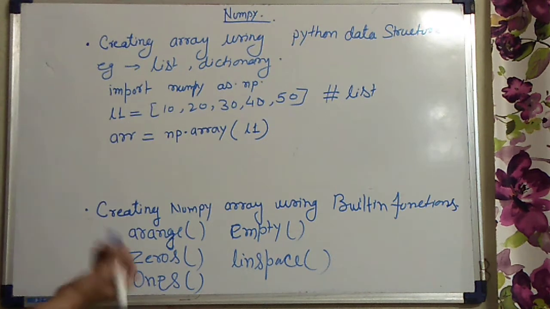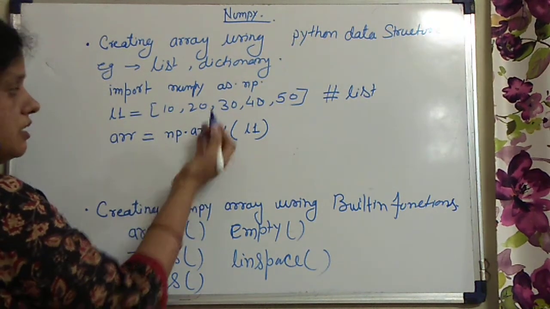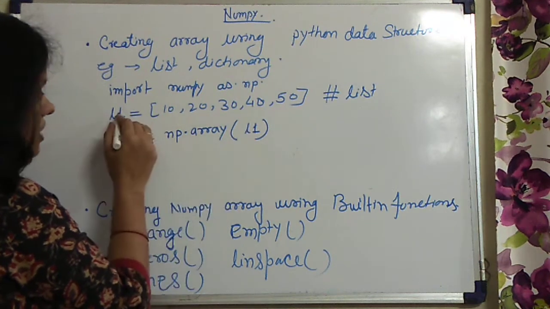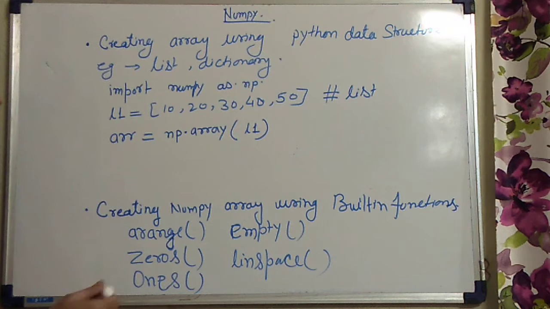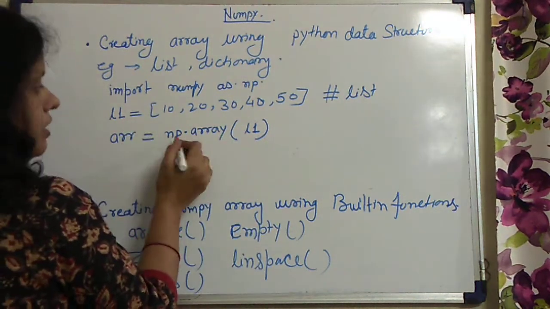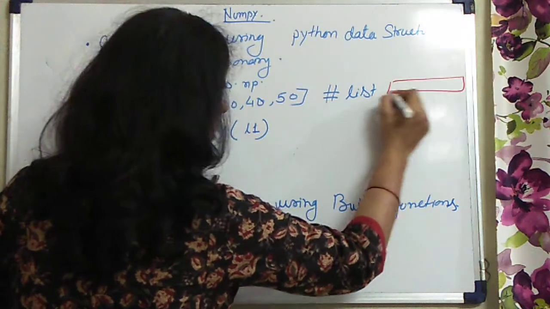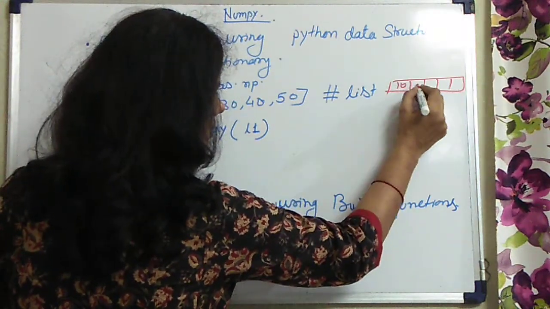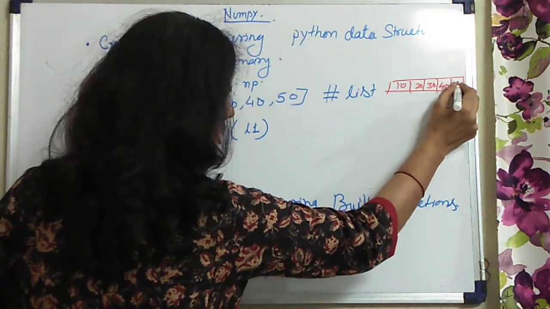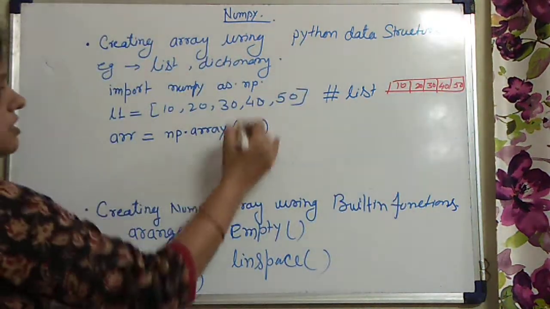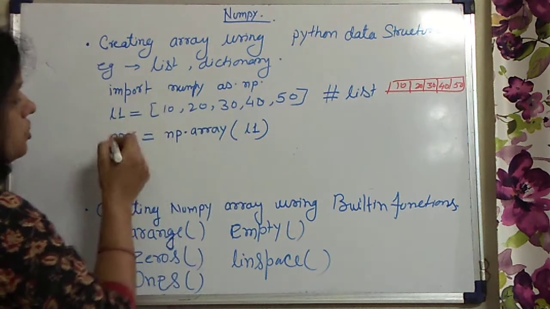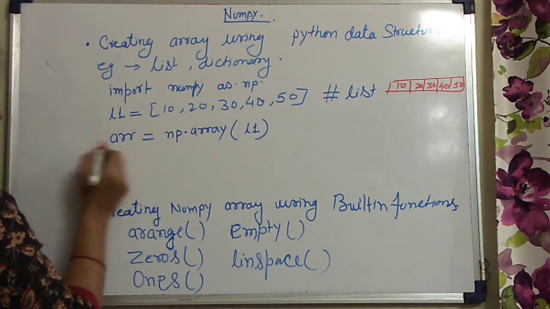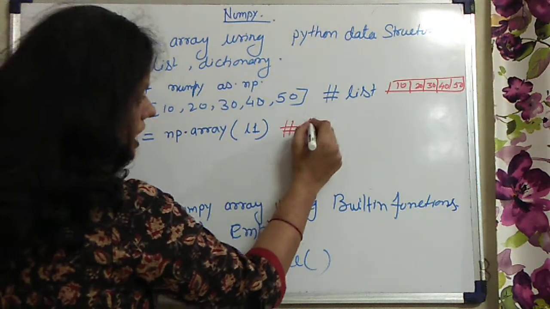Right everyone? So what is going on here? np.array is the function and L1 is the list which is already created in memory with the values 10, 20, 30, 40 and 50. You have passed this list to the array function, and the array function will convert this list into the array data type.